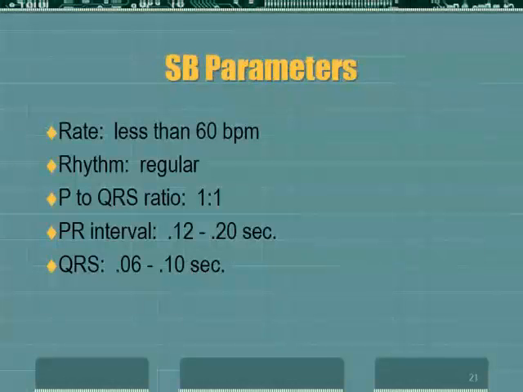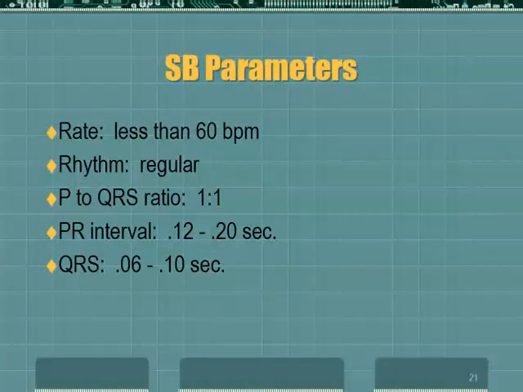Parameters for sinus brady, the heart rate needs to be less than 60. The rhythm is regular. P to QRS is 1 to 1. PR interval is 0.10 to 0.20. And the QRS is 0.06 to 0.10, which is normal.